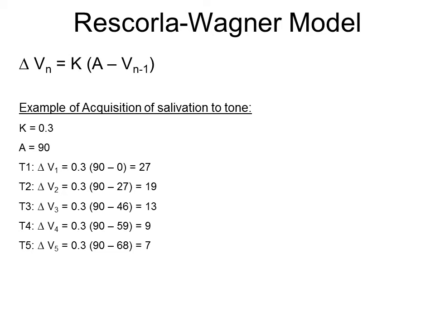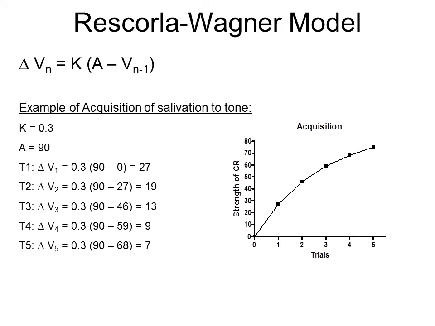It's one thing to say that the change in conditioning is decreasing as a function of trial number, but it's another thing to actually plot an acquisition curve. And so let's do that here. Here is the projected acquisition curve for the numbers that we just generated.